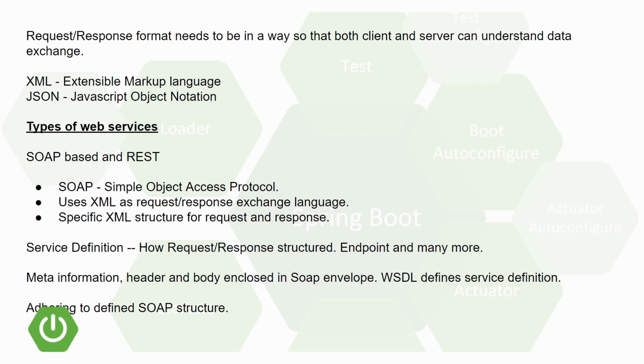SOAP has a sort of SOAP envelope, where the header and body, which is meta information, are enclosed in an envelope. WSDL, Web Service Description Language, defines the service definition. In SOAP there is a URL called the WSDL URL by which you can get all the details of your service, like what sort of request it will accept, what sort of response you will get, and what the endpoint is. Also, in a SOAP-based web service, you have to adhere to the defined SOAP structure only.